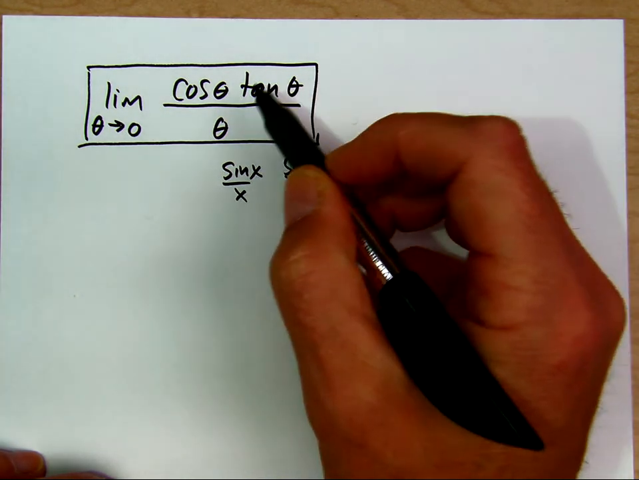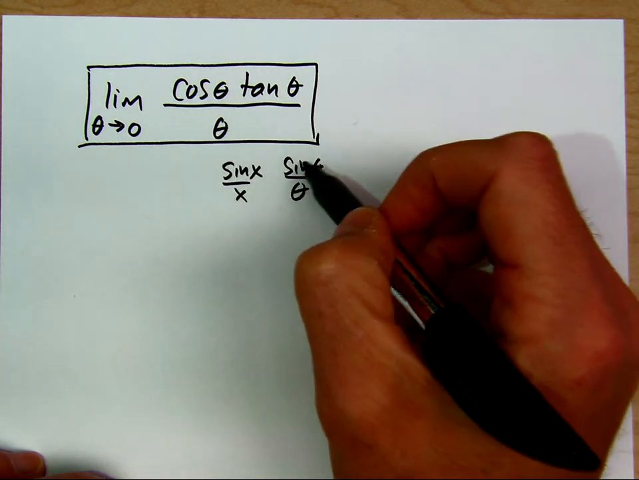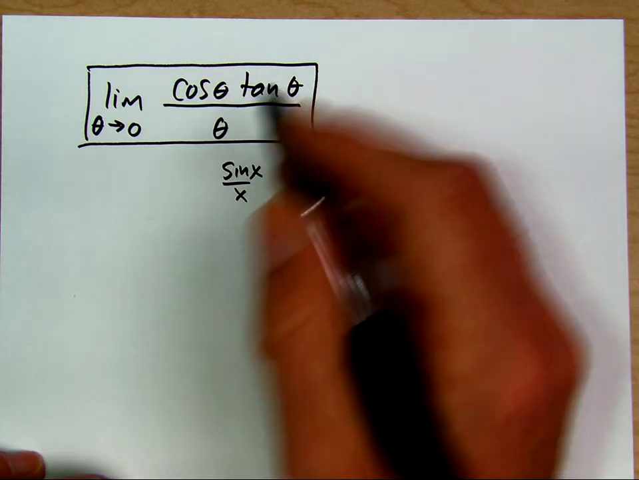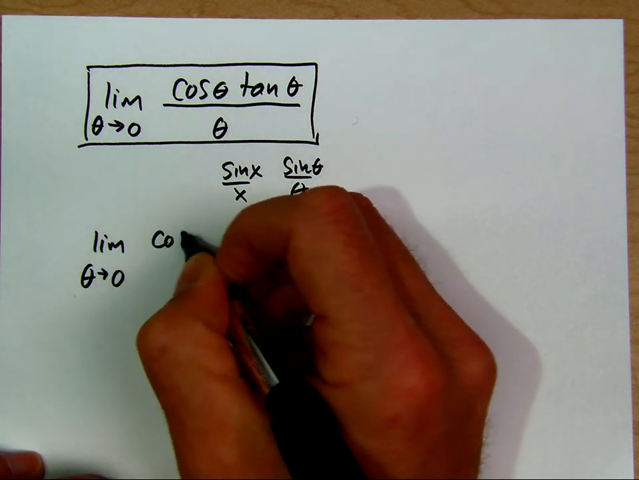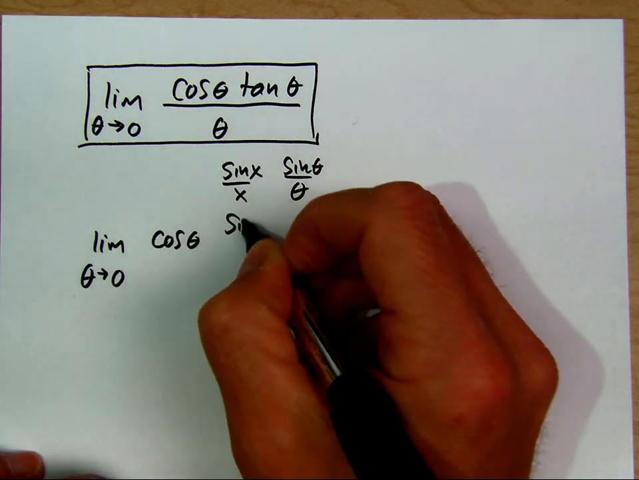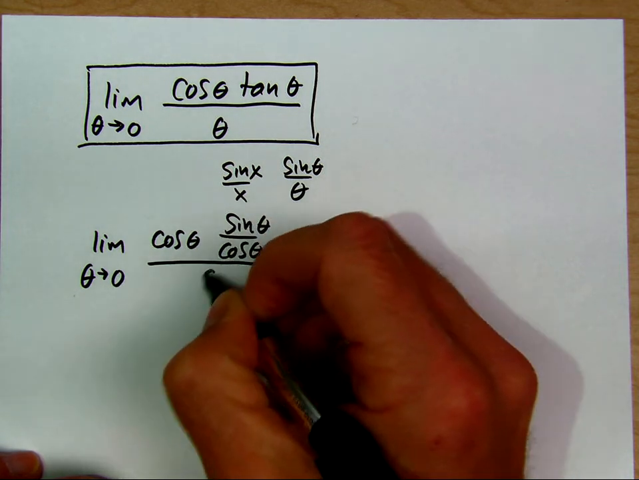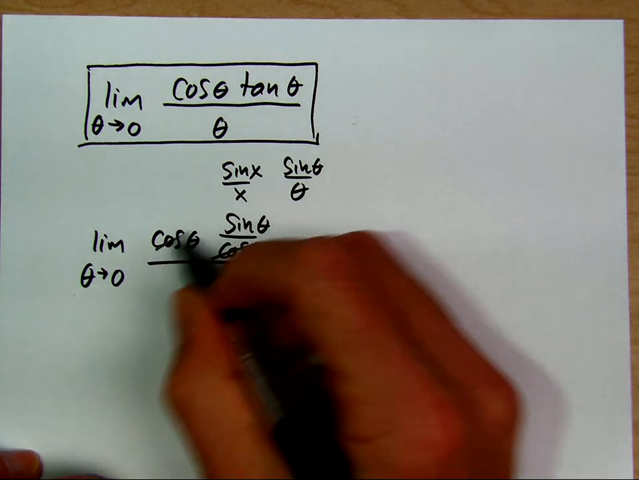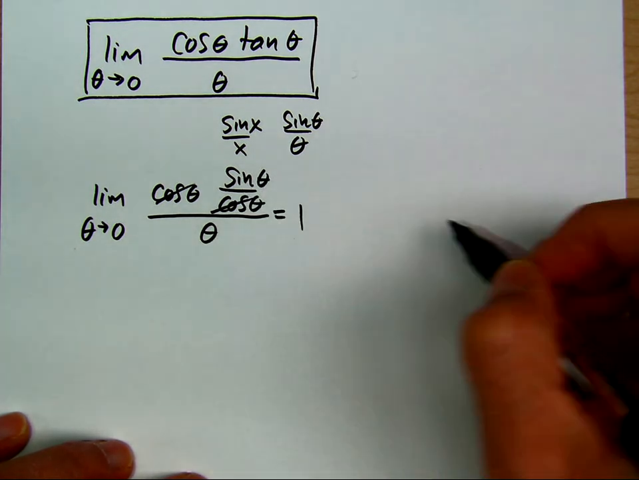We have the theta in the denominator. Can we make the numerator look like this? Well, let's rewrite that. And now we see that, and we have sine theta over theta, and that's 1.